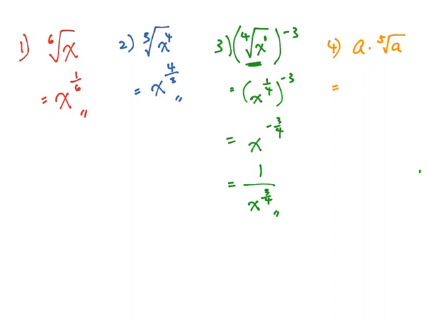Lastly, a times 5th root of a, that means a to the power 1 over 5. And then because they are times, so we'll add the index. Actually a is 1, so it becomes a to the power 1 plus 1 over 5. Then you can use the calculator. 1 plus 1 over 5, actually it is 6 over 5.